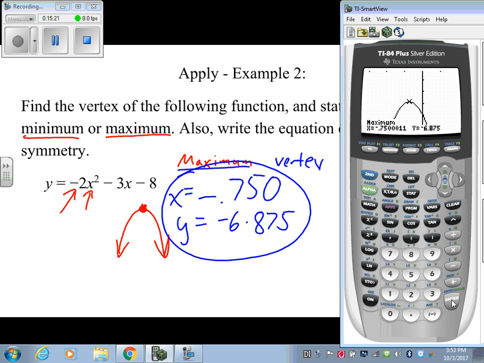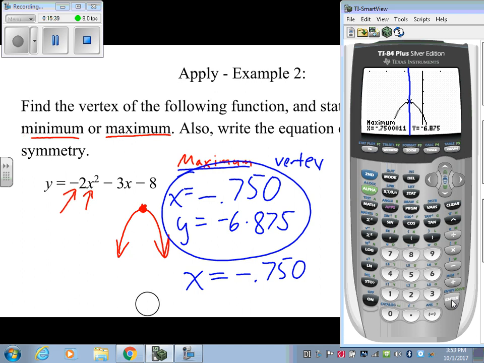Last thing I'm going to do is write the equation of my axis of symmetry. Remember, that goes right through my vertex, and an equation that's a vertical line always starts with x equals, and it's going to be x equals negative 0.750. And that would be the equation of my axis of symmetry.